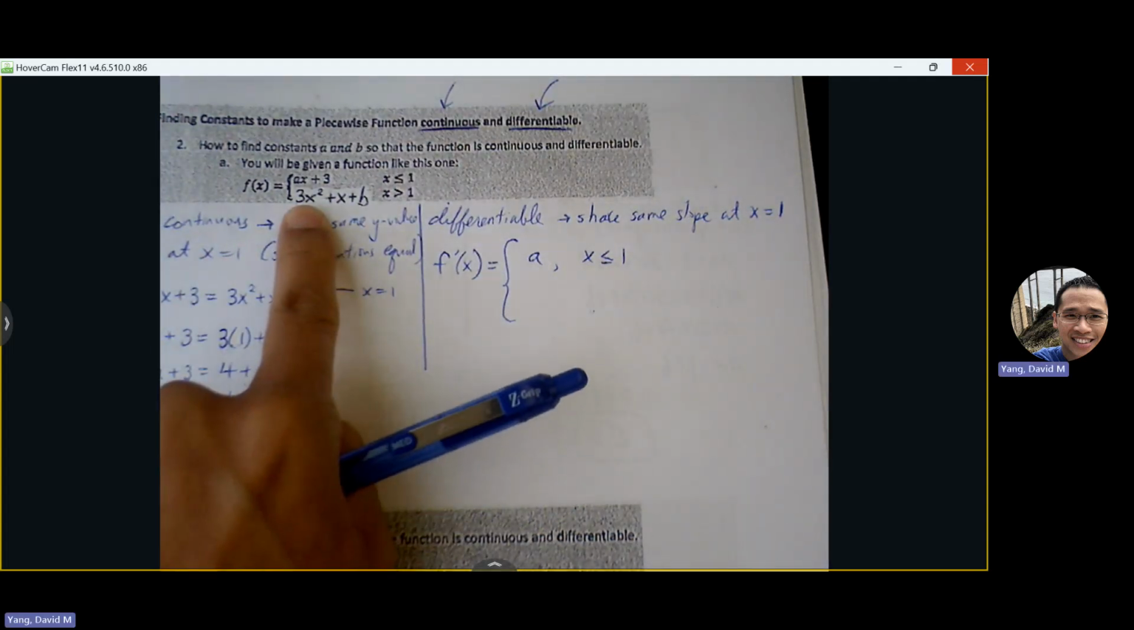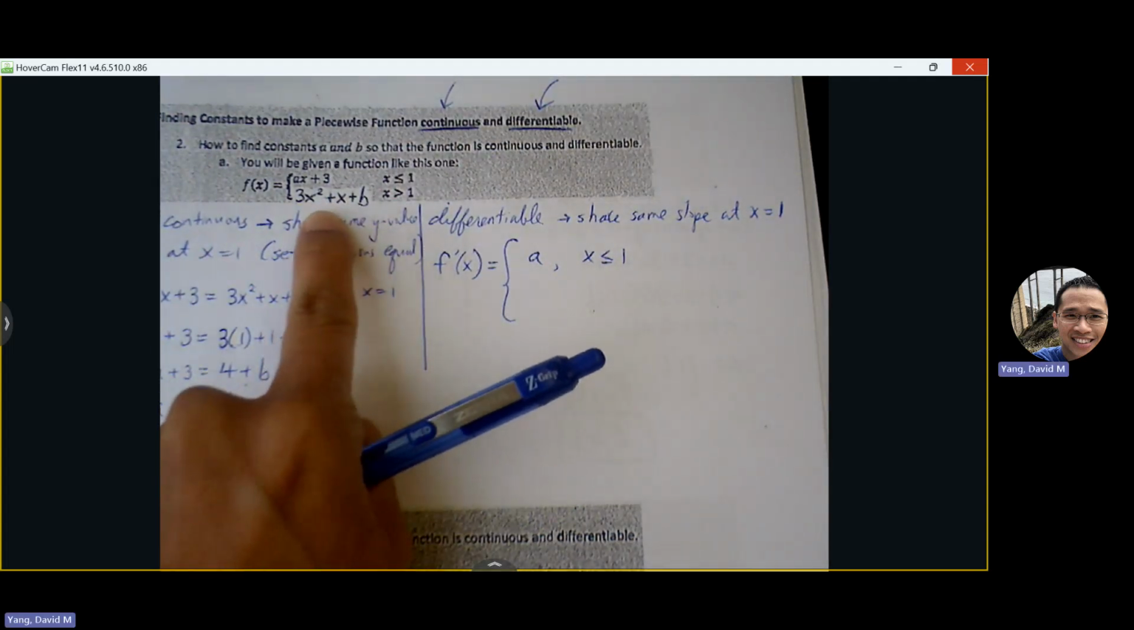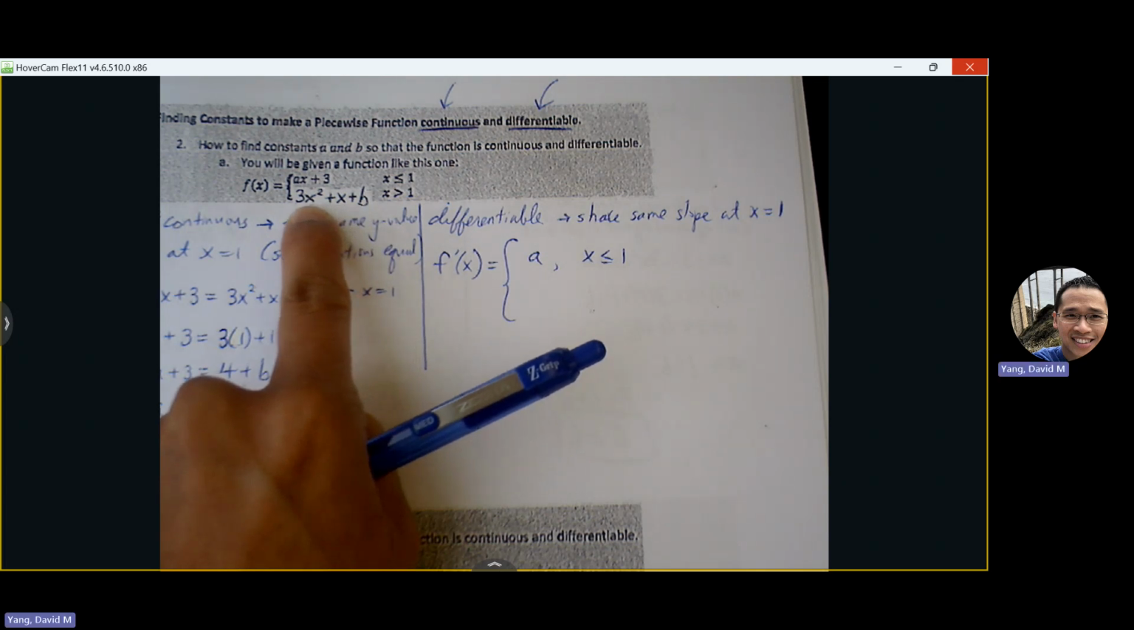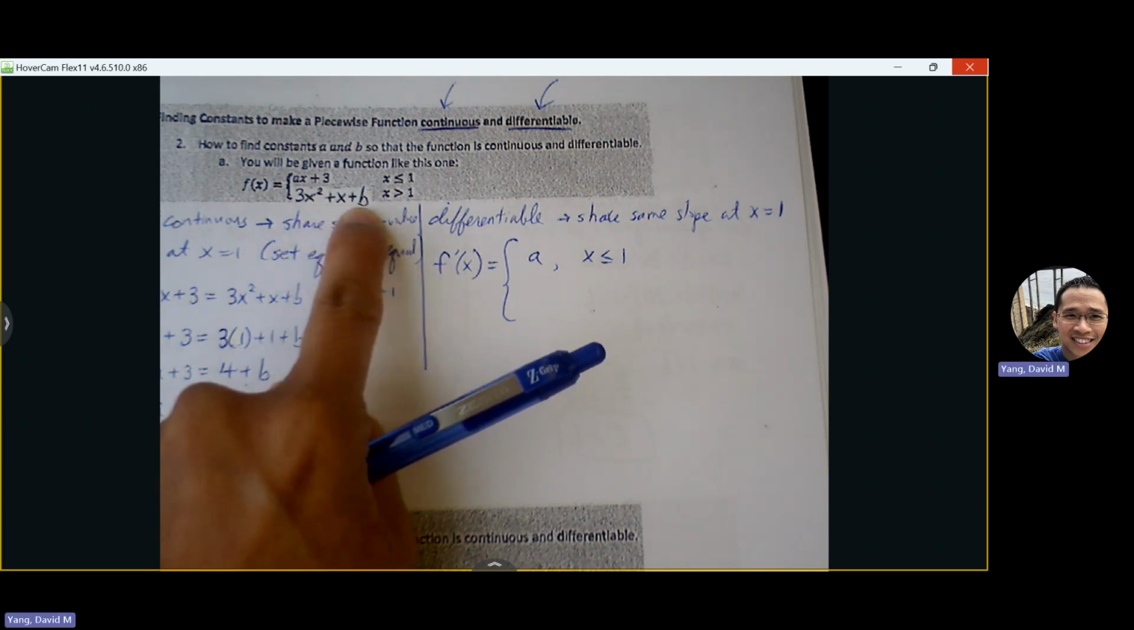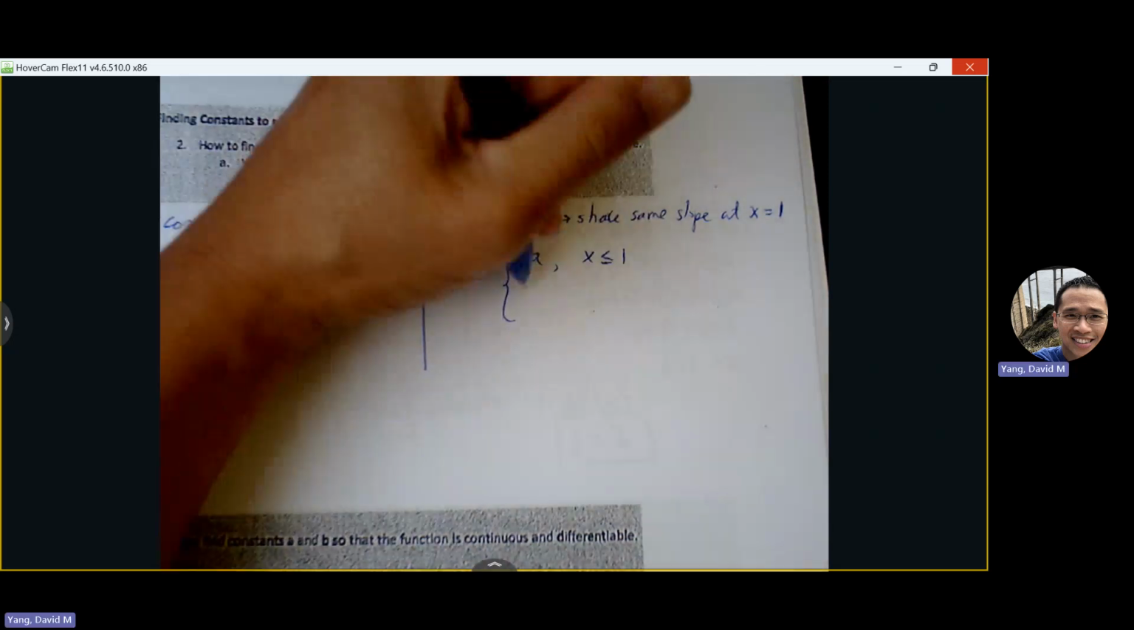What do you think the derivative for 3x squared plus x plus b would be? Okay. 6x plus 1. What happens to the b? Drops off. Yeah, it's not 1, it is 0. So just 6x plus 1.